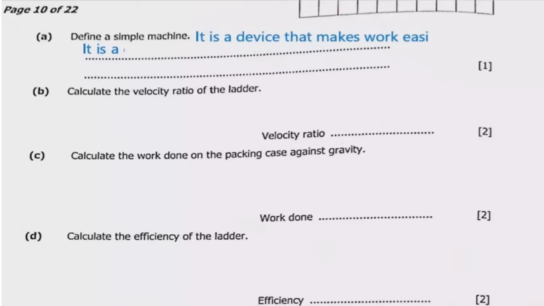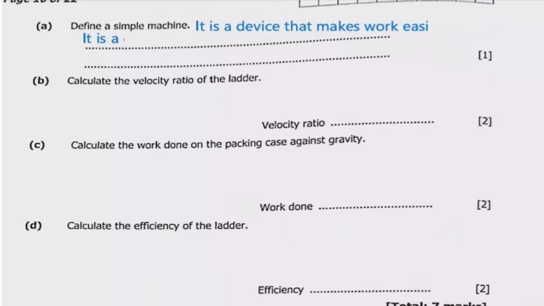Now we come to question 2B, which is: calculate the velocity ratio of the ladder. So to calculate the velocity ratio of a ladder, we write velocity ratio is equal to distance moved by effort over distance moved by load. So that is the key thing.